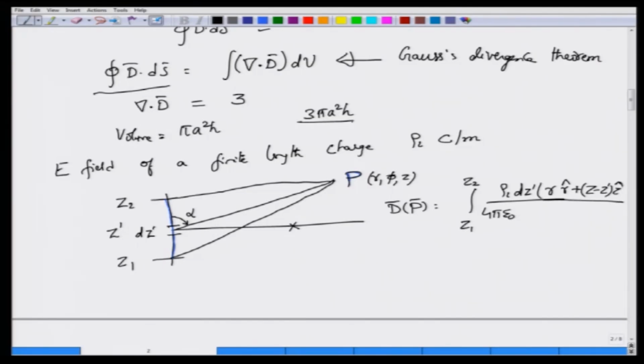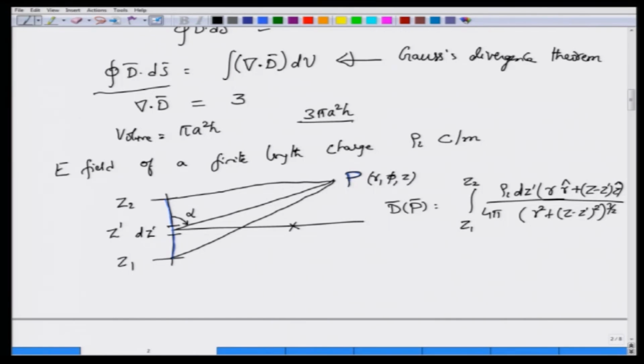divided by the magnitude of this vector. So, you are going to get r square plus (z minus z prime) square to the power 3 by 2. I hope that you will remember this from your Coulomb's law. Sorry, there is no epsilon here because I was looking for Coulomb's law. So, this D is actually epsilon E. So, you can actually relate the two as we have said.